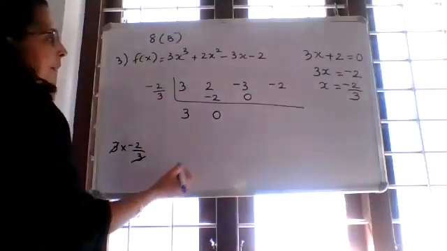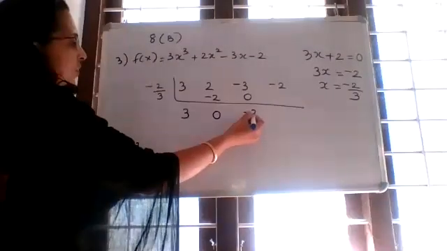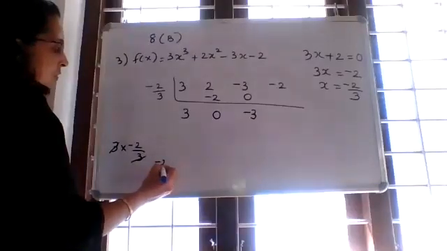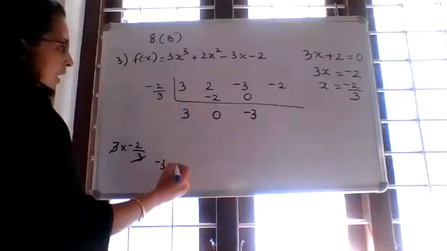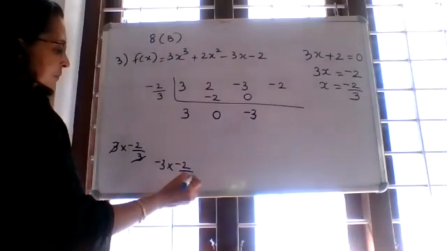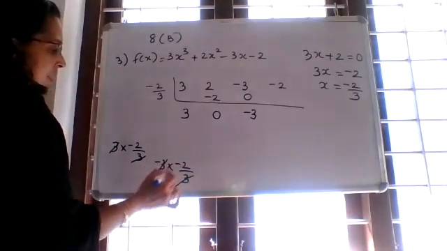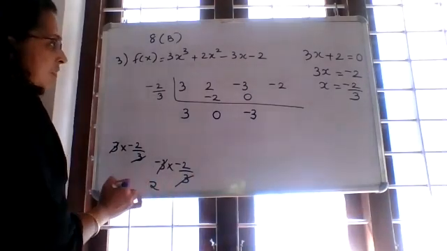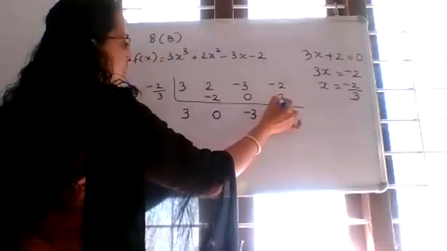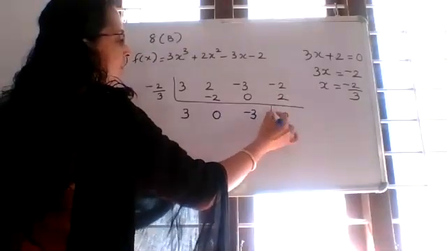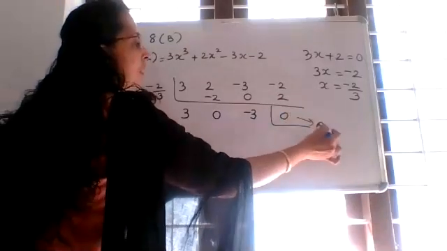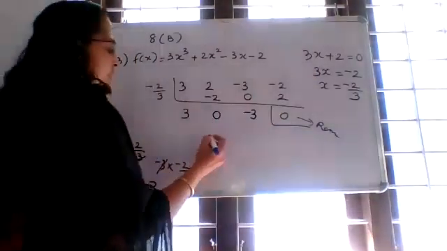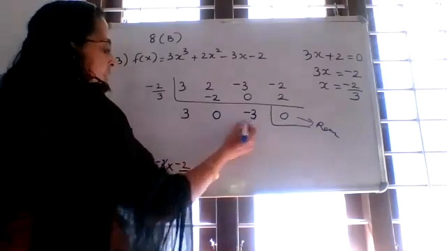Then here, negative 3 into negative 2 by 3: the 3 and 3 cancel. Negative into negative is positive 2. Positive 2. Adding, we got 0. That means this is the remainder now. Remainder 0 means 3x plus 2 is a factor. We got 0. So next step what do we want to write? This one.